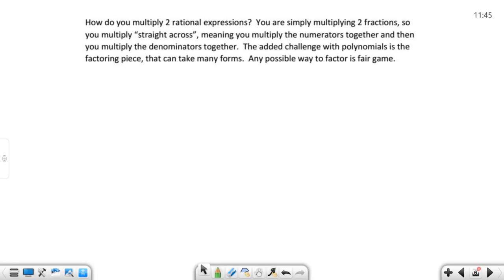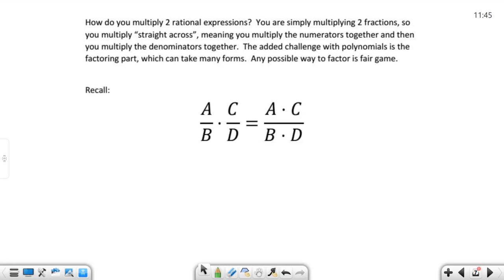The added challenge here is that they're polynomials, so it's the factoring piece. That can take many, many forms. In fact, any way that you have learned how to factor or are supposed to know how to factor in your math background, your whole math life, is fair game. Any way to factor is fair game. You just got to be careful and you got to factor it.